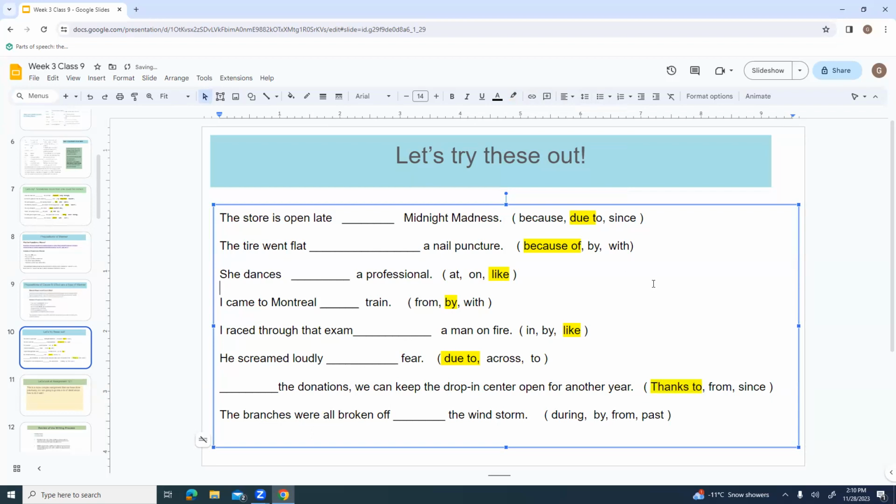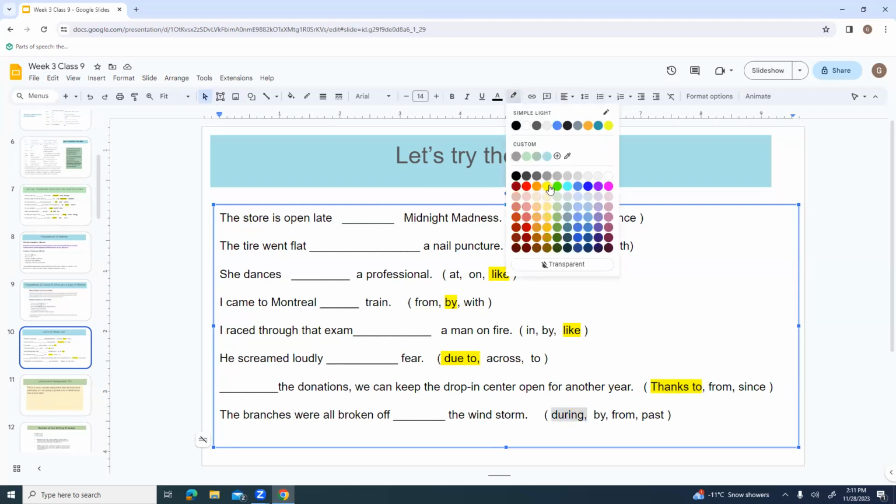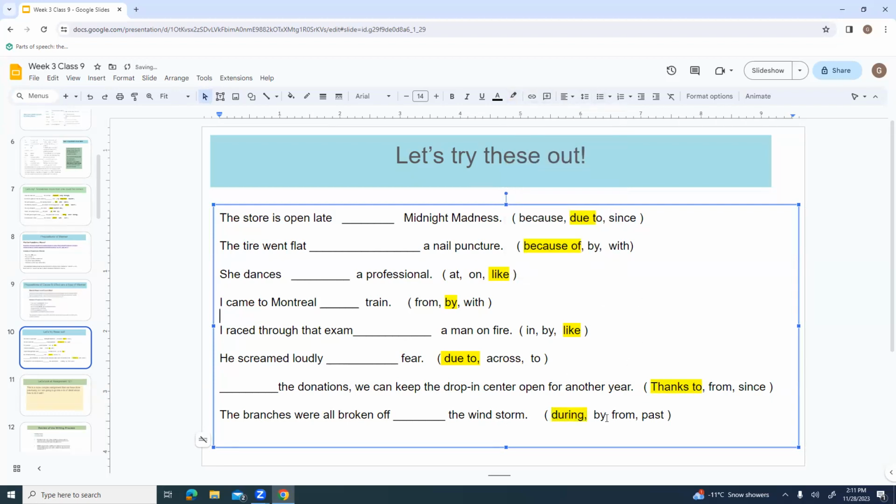The branches were all broken off during the windstorm, by the windstorm, from the windstorm, or past the windstorm? I would say during. You could also say by. During is telling you when, by would be telling you how. So they're both prepositions. They would both work. They both make sense. They're just giving you different types of information.